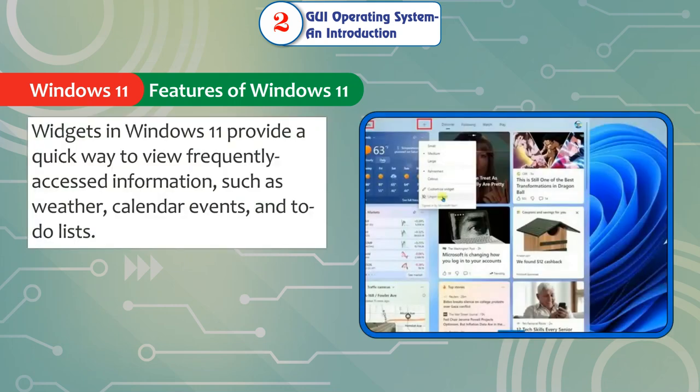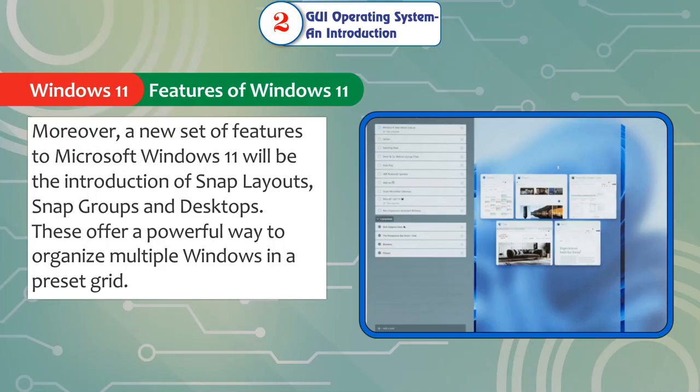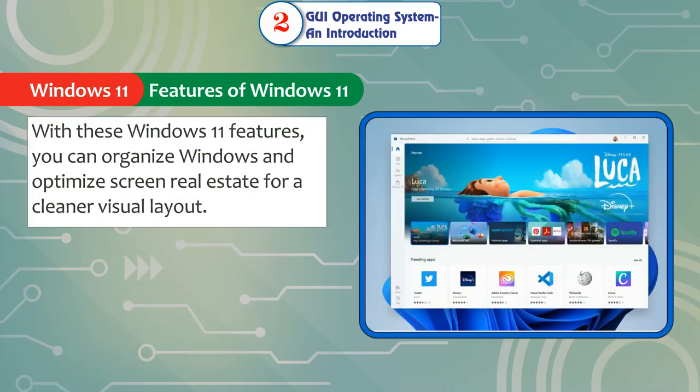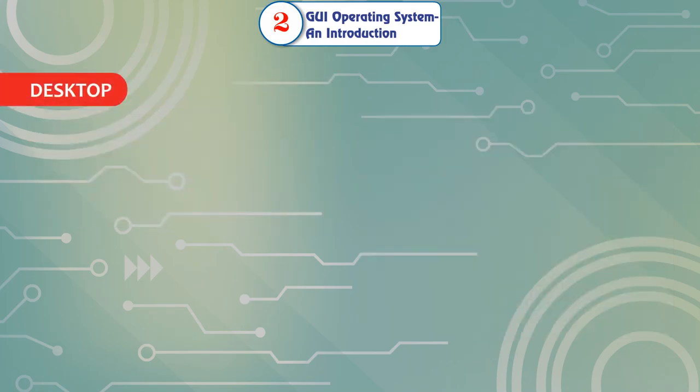Widgets in Windows 11 provide a quick way to view frequently accessed information, such as weather, calendar events, and to-do lists. Moreover, a new set of features in Microsoft Windows 11 is the introduction of Snap layouts, Snap groups, and desktops. These offer a powerful way to organize multiple windows in a preset grid. With these Windows 11 features, you can organize windows and optimize screen real estate for a cleaner visual layout. Desktop.